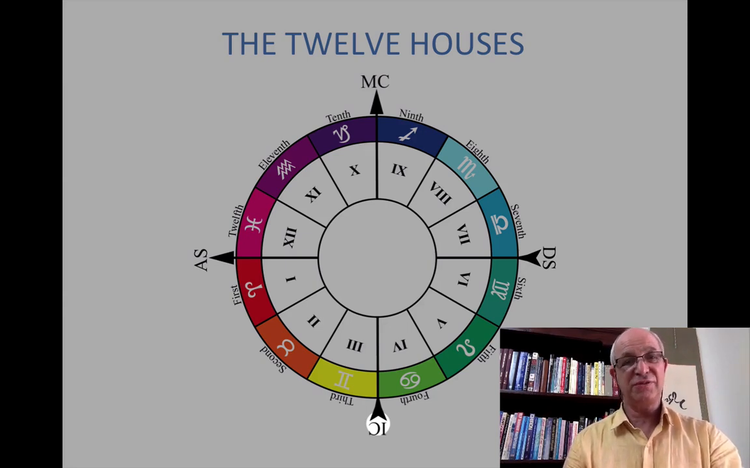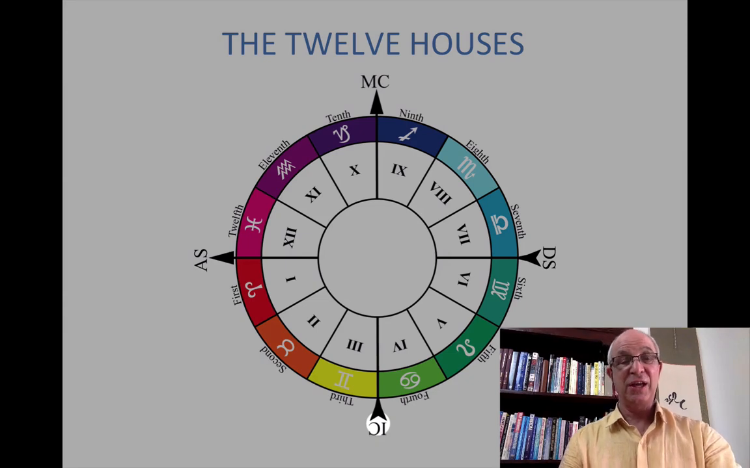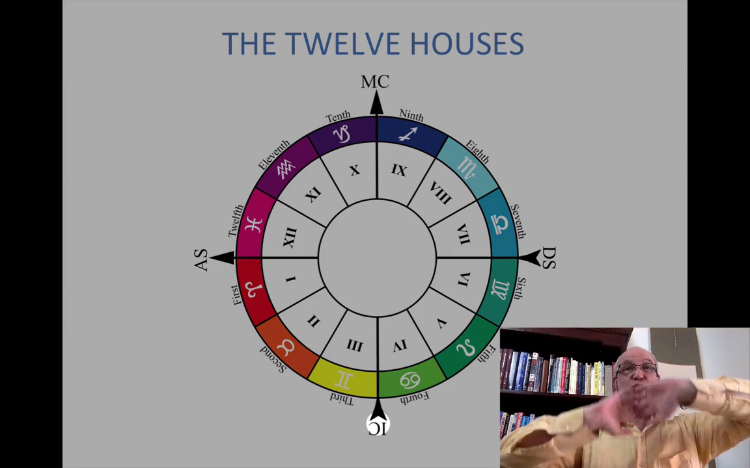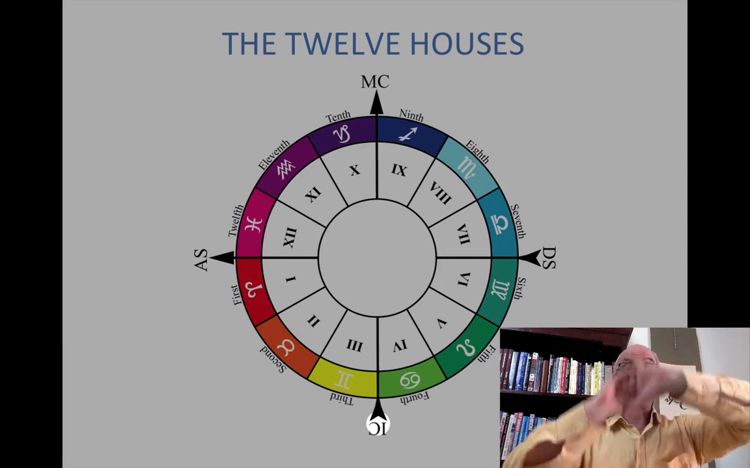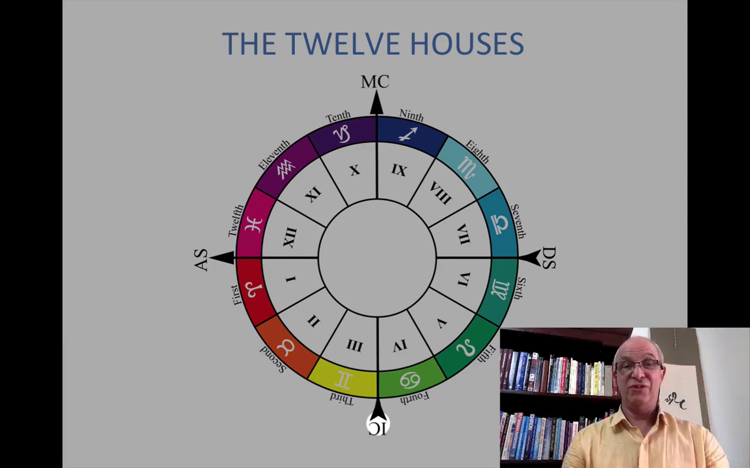Now that's the difference between the signs and the houses. The signs represent a 12-fold division of the solar system as the Earth revolves around the Sun. The houses represent a 12-fold division of the Earth as the Earth revolves on its own axis.